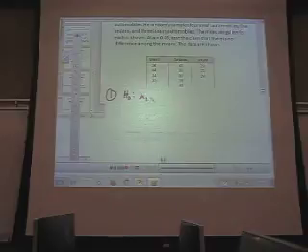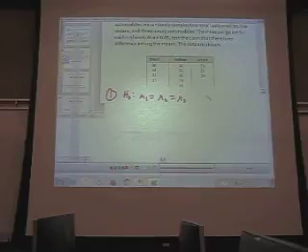H naught is what? Mean 1 equals mean 2 equals mean 3. Great. How come it's not on U4? Because there's only 3. There's only 3 lists. Everybody got that? Please note this.